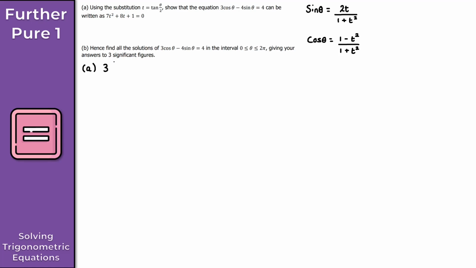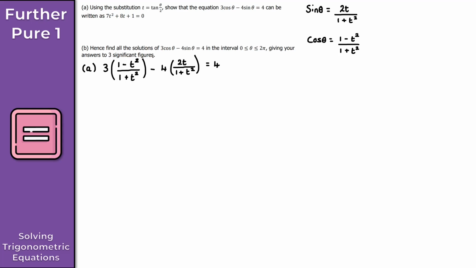So what we get here then is 3 lots of cos theta, so 3 lots of 1 minus t squared all over 1 plus t squared. And now we have minus 4 sine theta, so minus 4 lots of 2t all over 1 plus t squared. Okay, like so. And this here is equal to 4. So this will be over a common denominator of 1 plus t squared.